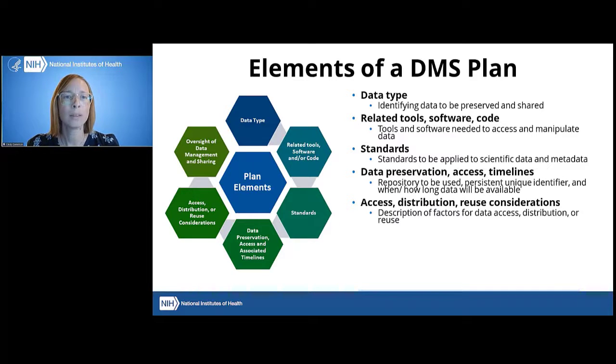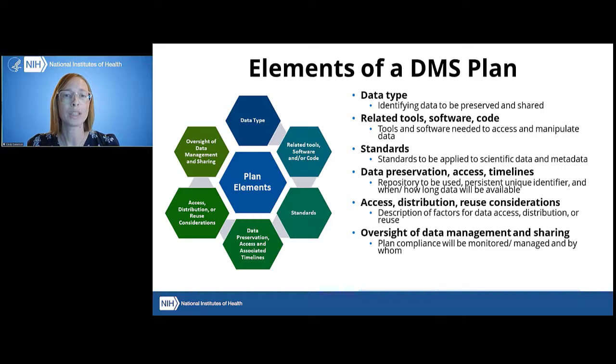This section is also where, for research that involves the sharing of scientific data generated from human research participants, you should indicate whether access to such data will be controlled, that is, made available by a data repository only after approval, and outline how privacy, rights, and confidentiality of human research participants will be protected. Finally, oversight of data management and sharing. This is where you will indicate how compliance with your DMS plan will be monitored and managed within your institution, and who at your institution will be responsible for this oversight. You can find more details about these elements on the Writing a Data Management and Sharing Plan section of NIH's Sharing website.